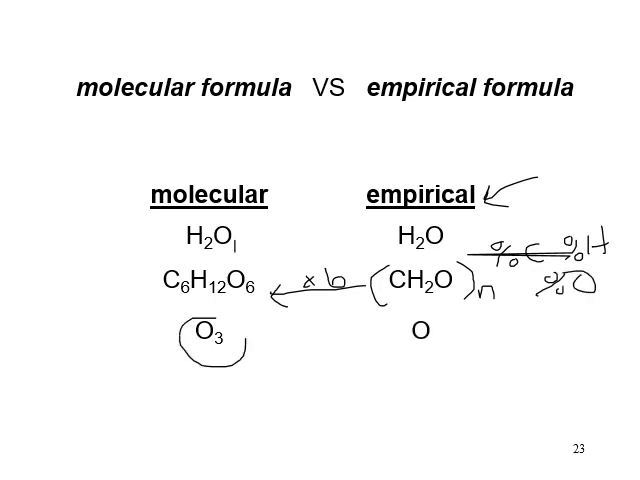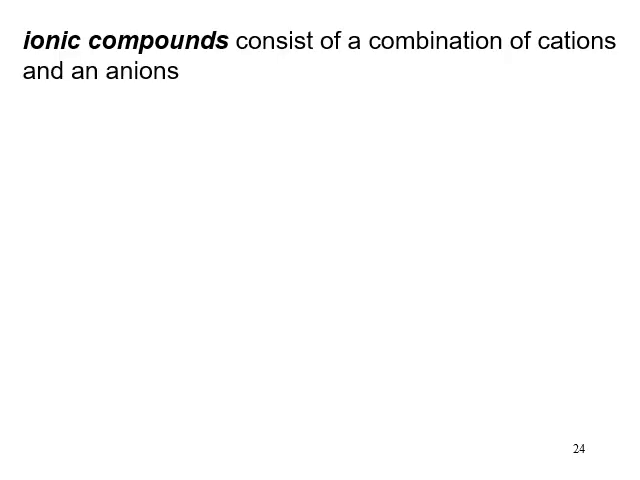So this is ozone, and its empirical would be O. And then here's N2H4, and if we reduce that, we just get NH2. But again, I would put that to differentiate.